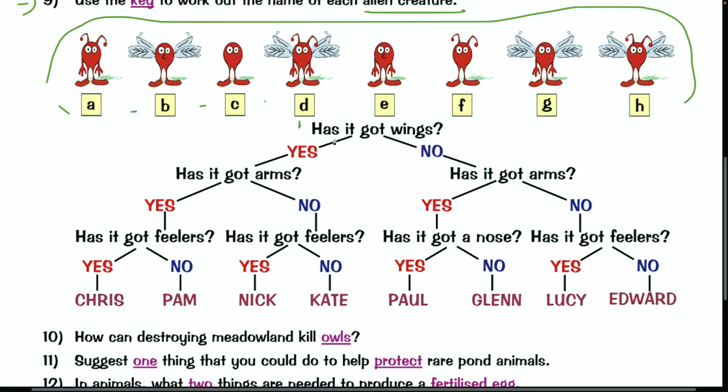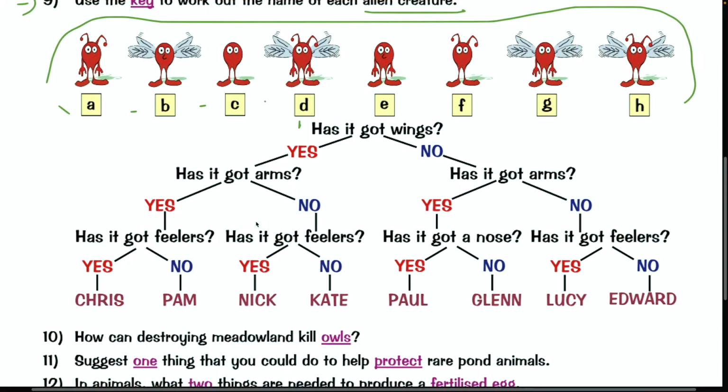The first question, has it got wings? O que é isso, teacher? Has it got wings? É a mesma coisa. Do they have wings? Does it have wings? Isso tem asas. Wing, asas. If yes, go to one side. If no, you go to the other side. Okay? So let's continue the analysis.